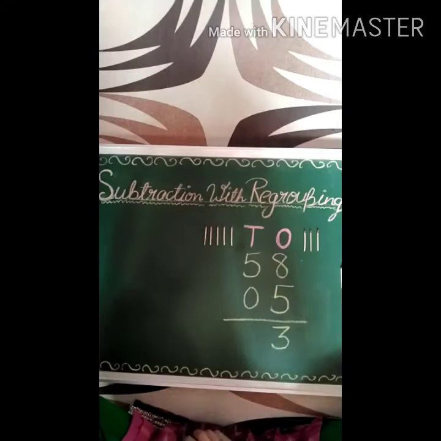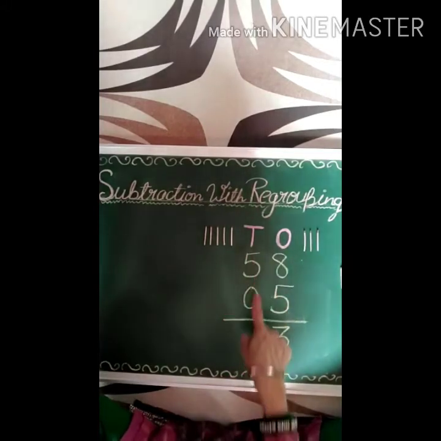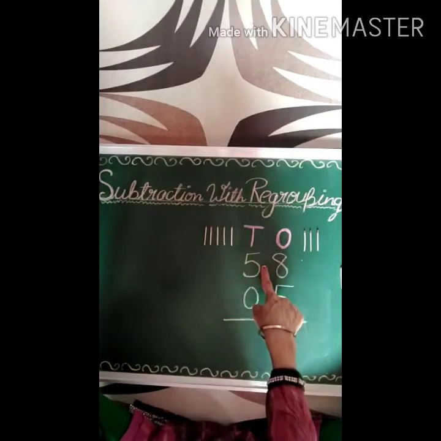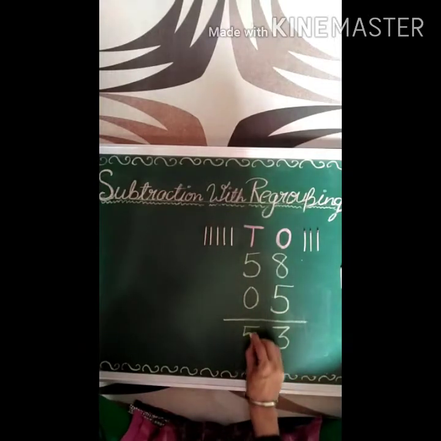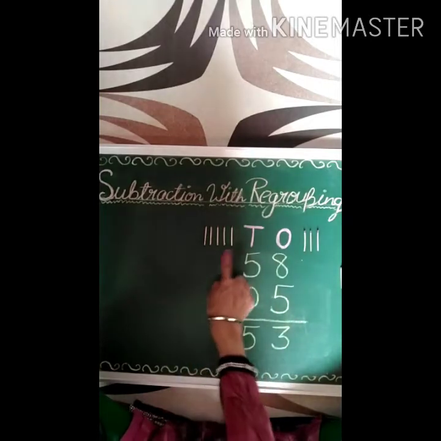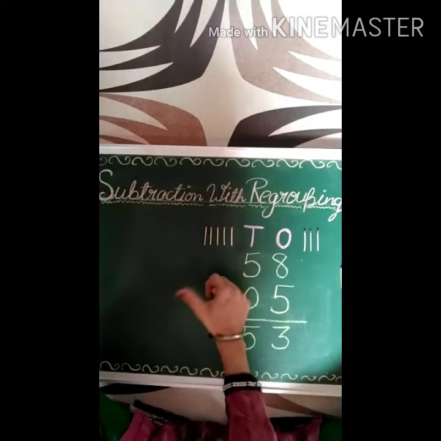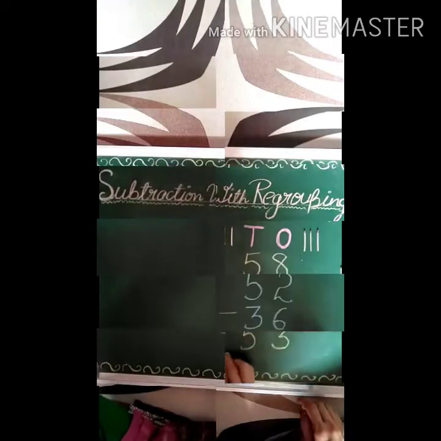At the tens place there is 5 at the top and nothing, meaning 0, below. So 5 minus 0 is equal to 5, because we are not subtracting anything from the 5.